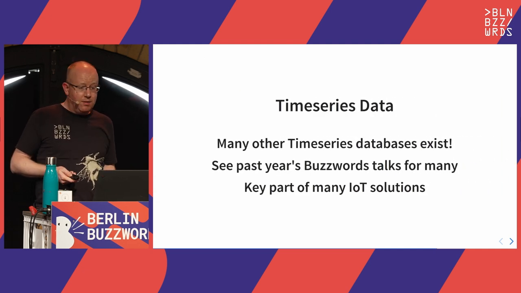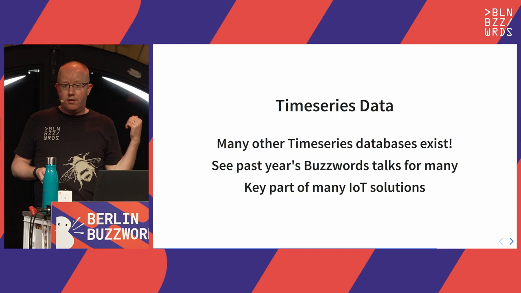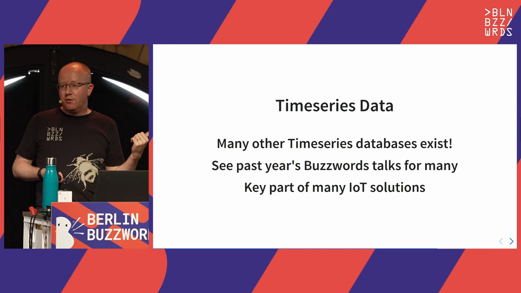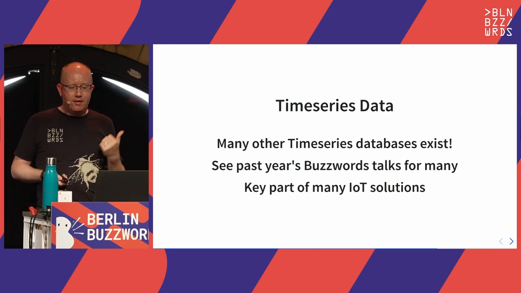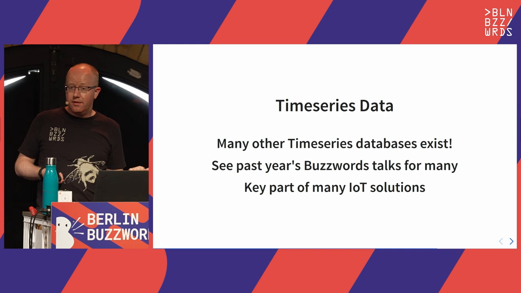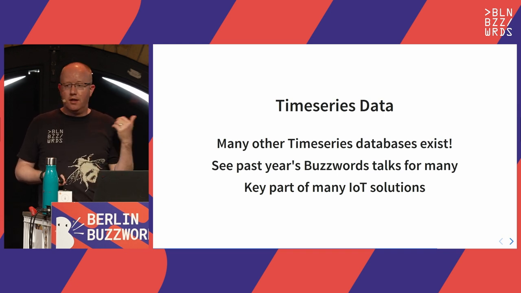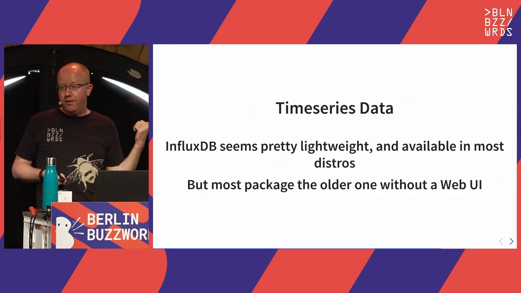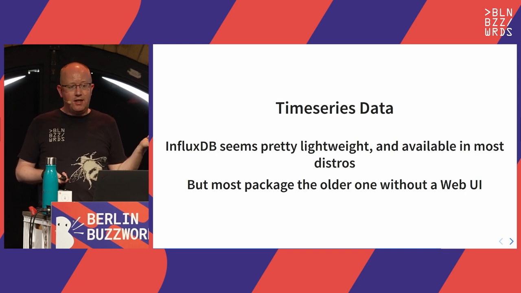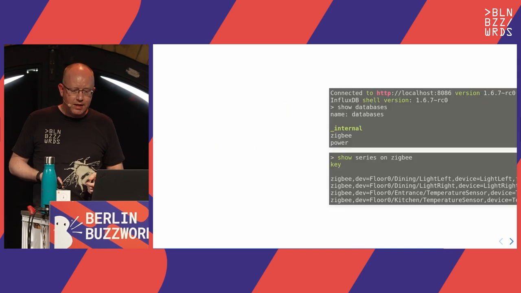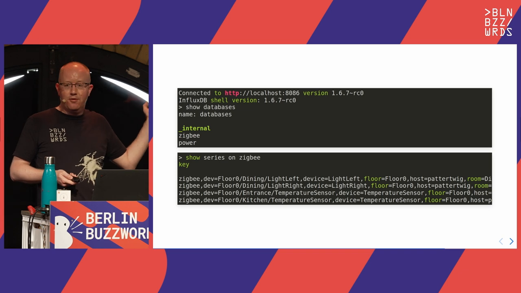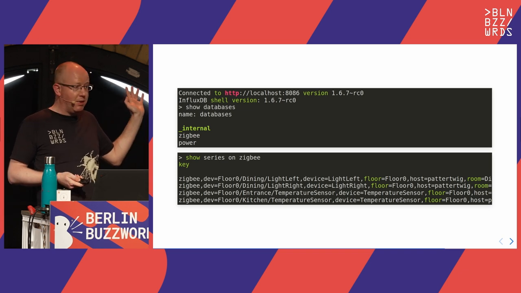If you're interested in time series databases, other ones exist. If you go back a few years on the website, there were a lot of talks about this kind of thing, 2019, 2020, you'll find quite a lot there. It's especially a key part of any Internet of Things solution. There are a lot of IoT vendors that are doing work on this, and a bunch of open source databases for it. For me, I opted for InfluxDB, partly because the tutorial I was copying and pasting from used InfluxDB, and partly because Debian ships it, so I went with that. If you're on the old one on Debian and Ubuntu, there's no fancy UI. It's just a command line. That's good for me, maybe not for everyone.